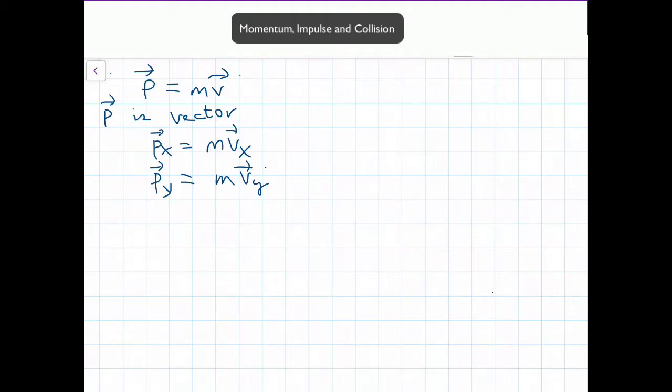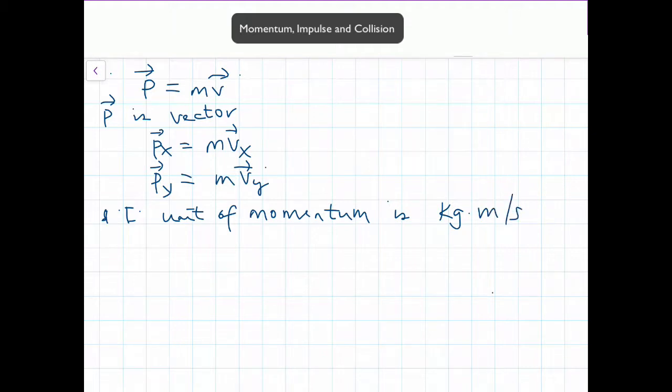Before that, let's say, what is the SI unit of momentum? The SI unit of momentum is kilogram meter per second. This kilogram meter per second doesn't have any special name, it's just represented as kilogram meter per second.